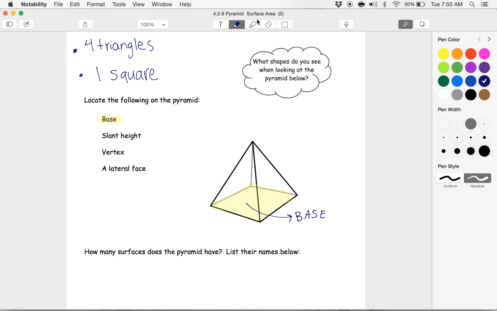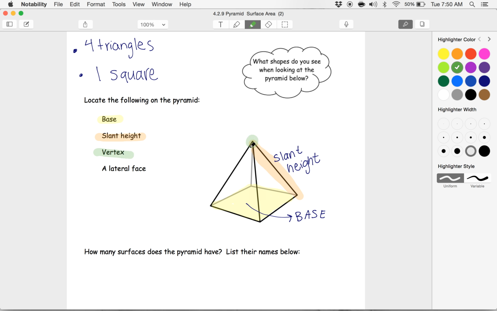Slant height is kind of interesting because it really only applies to things that have triangles involved. It's a height that goes on its side. It's not a 90 degree. It comes up from the bottom to the top on a triangle. It's your slant height. Next is vertex. Vertex is any of the corners. Anytime you have two lines coming together, that's a vertex. I'm going to write next to vertex a corner because that helps me remember what they are.